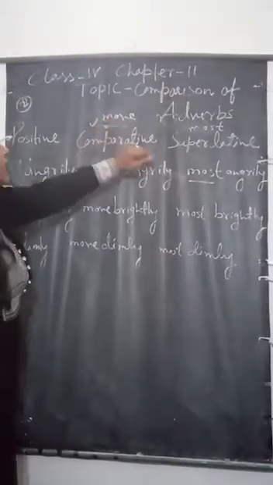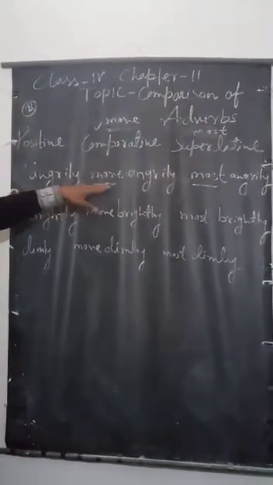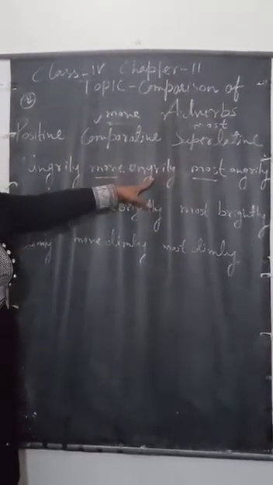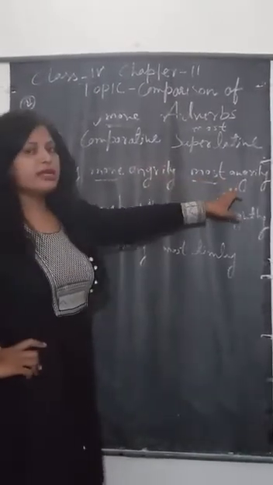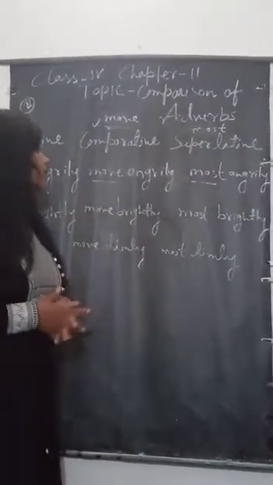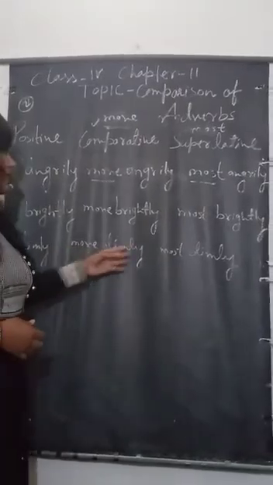Second rule: when we make the comparative, we add the word more before it, and we make the superlative by adding the word most before it. So angrily: here is more before the adverb, more angrily. Here is most angrily. Brightly, more brightly, most brightly. Dimly, more dimly, most dimly.